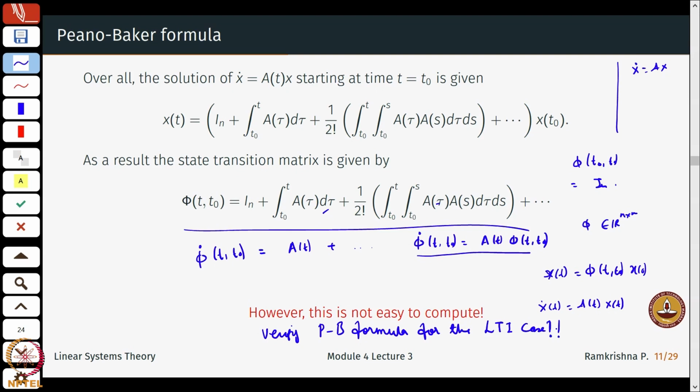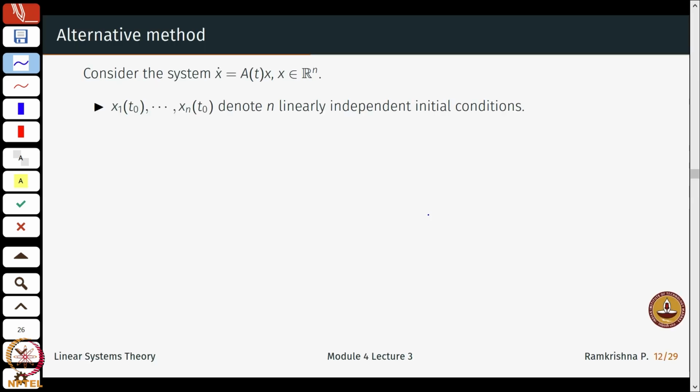But I do not want to do these kinds of integrals all the time. Now, are there easier ways to find this? Well, it turns out that we can do something nice here. So, again, let us start with the LTV, the linear time varying equation, x dot is A x, with A being time varying, and let me start with n linearly independent initial conditions.